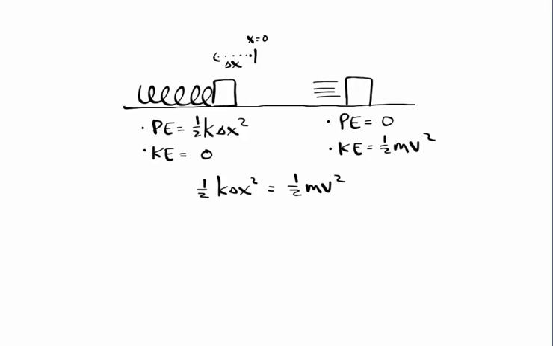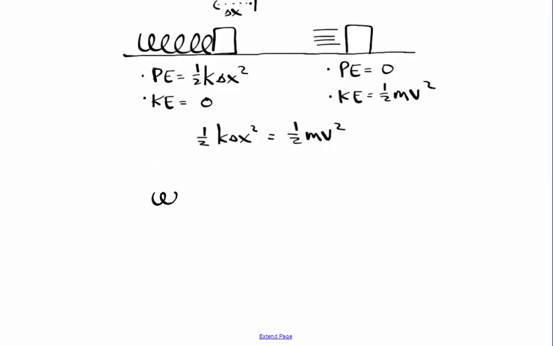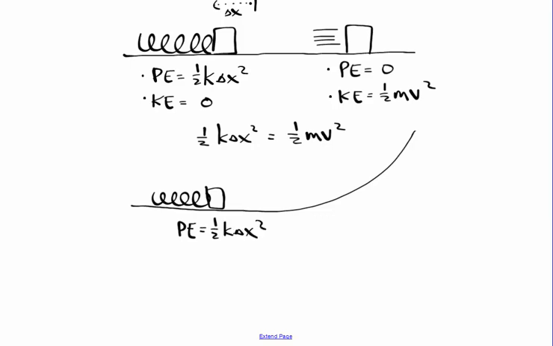We could, again, have a situation where there was a spring that fires something up a hill. And so let's say we have a potential energy of 1/2 k delta x squared when it's in its loaded position, if that's what you want to call it. The kinetic energy here is equal to 0.